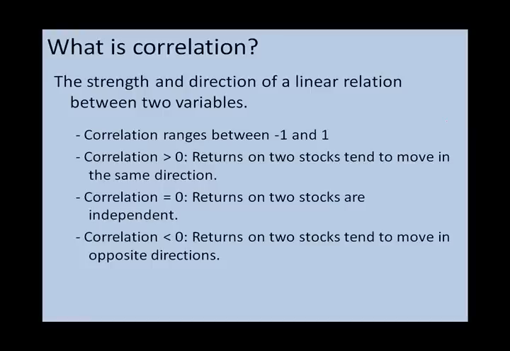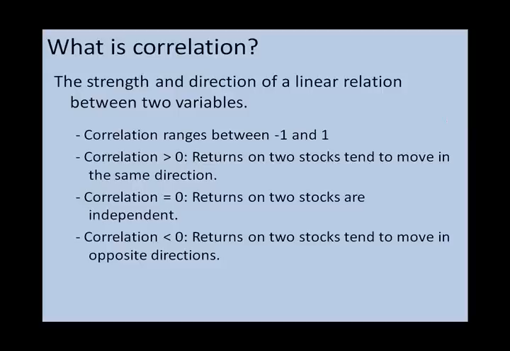If the correlation is greater than 0, returns on two stocks tend to move in the same direction at the same time. If the correlation is equal to 0, then the returns on two stocks are independent. If stock A goes up, we have no idea what's likely to happen to stock B. Finally, if the correlation is less than 0, then returns on two stocks tend to move in opposite directions. So when stock A goes up, stock B tends to go down.